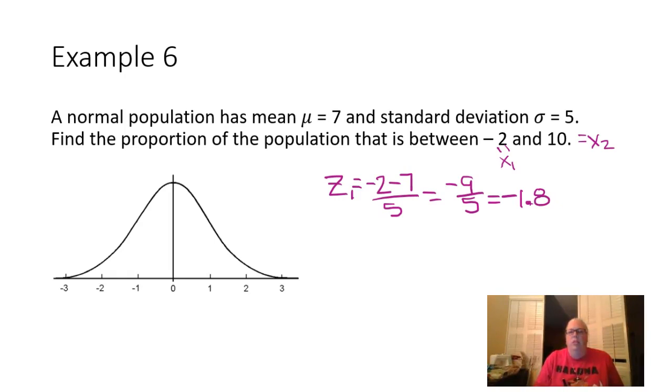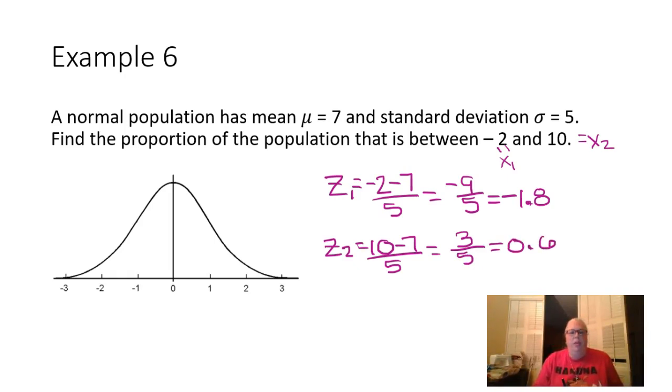Now we're going to find the z-score for 10. So we're finding our second z-score. We're going to take our second data point, which was 10, subtract the mean of 7, and divide by the standard deviation of 5. 10 minus 7 is 3. 3 divided by 5 is 0.6.